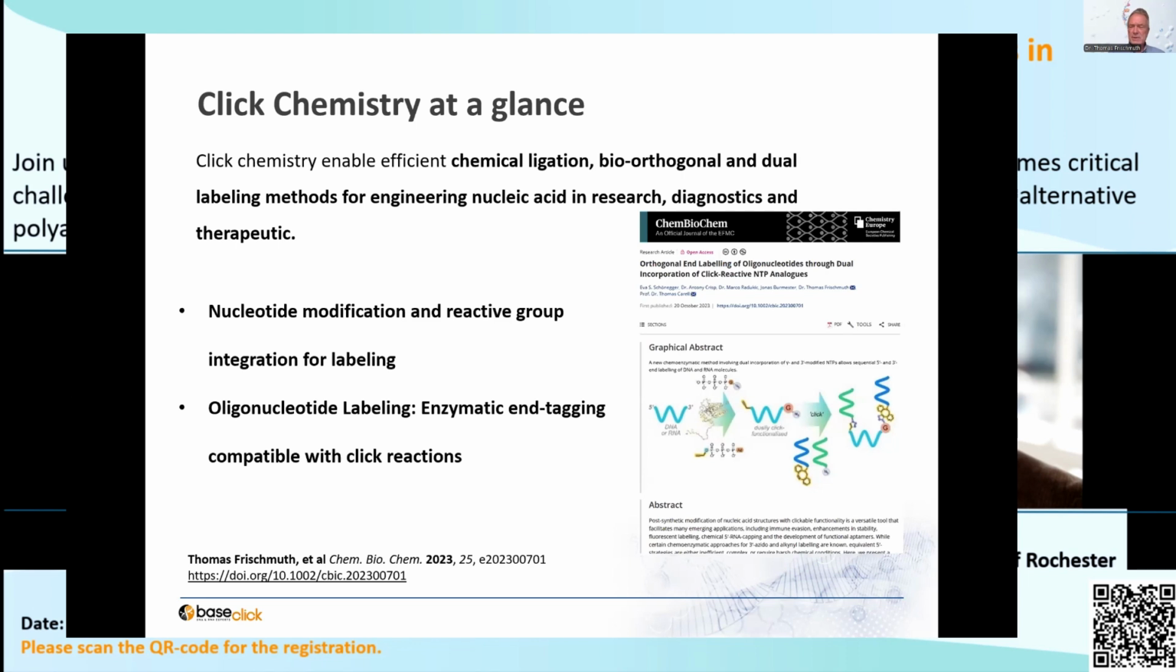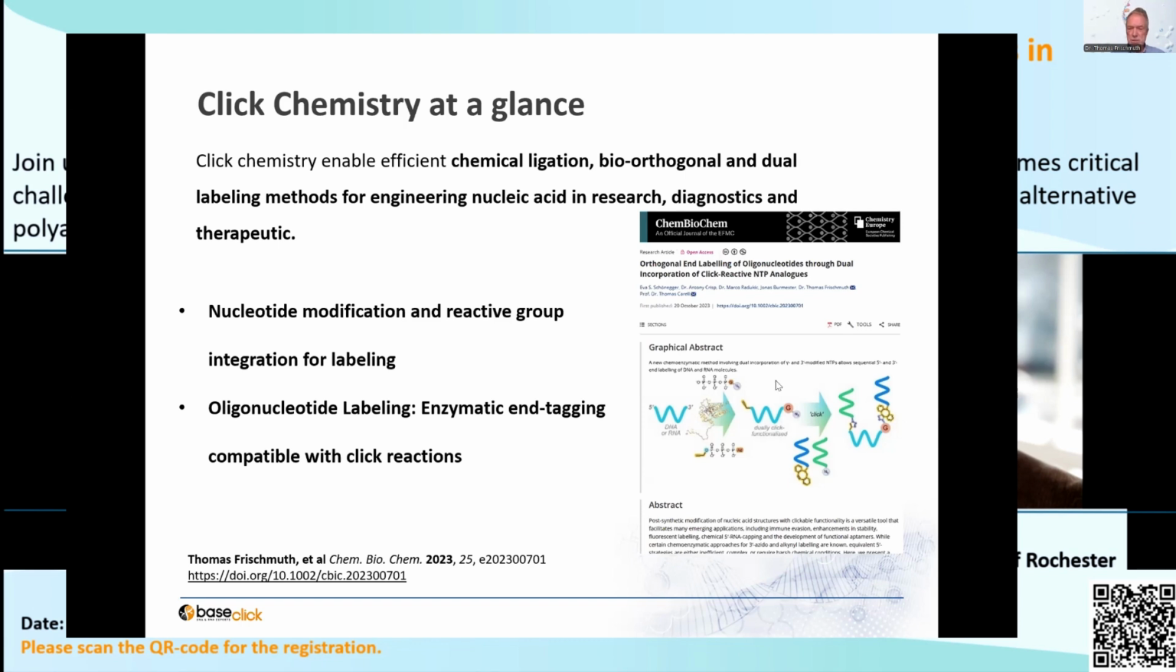Just as an introduction, click chemistry at a glance is, as I already mentioned, a chemical ligation method which is actually bioorthogonal. So you can connect the moieties from left to right side in different ways. Basically, you can introduce the azide on one side and the alkyne on the other, or reverse. And you can also use that method to label various types of nucleic acids in various parts.